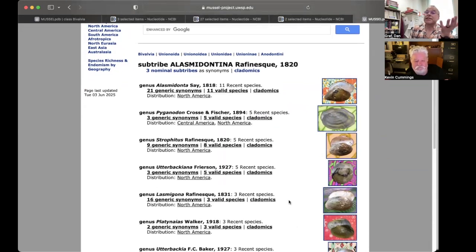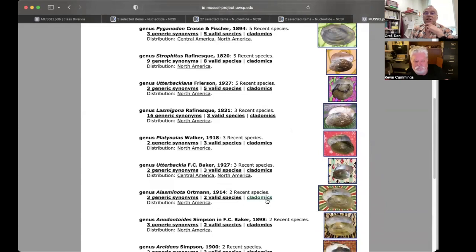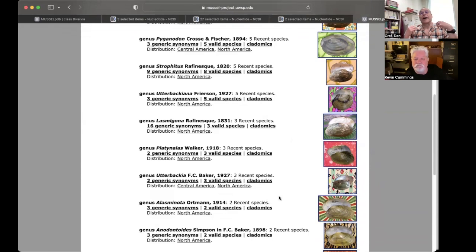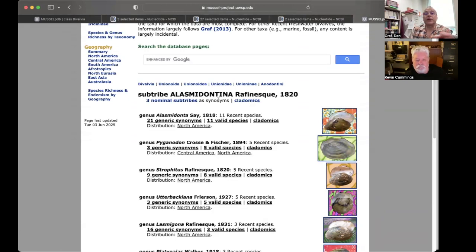And the other species that have traditionally been called Lasmigona, we have them here under Platynias. This is where compressa would go. And then Elasminota, which is an Ortmann name. This is where Lasmigona holstonia would go. And what this is based on is just the fact that in phylogenetic analyses to date, Lasmigona is just never monophyletic. And you can see that here if we go, for example, and look at the cladomics page.